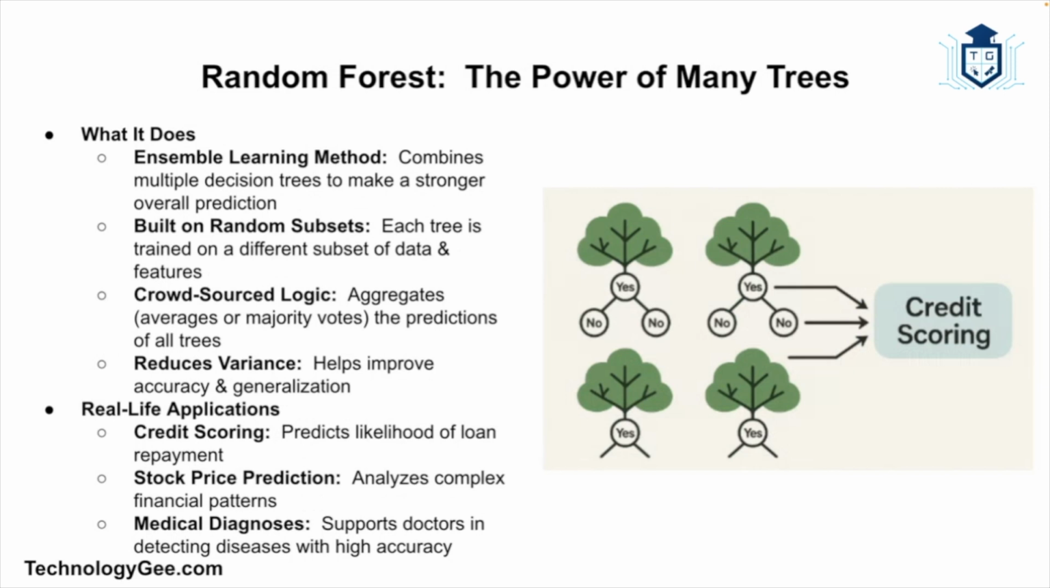Then we have what is called the random forest, and this is an ensemble method. It builds many decision trees on random subsets of the data and averages the results. So you could think of it like crowdsourcing predictions. And a real life application would be using it for credit scoring or stock price predictions or even medical diagnosis.